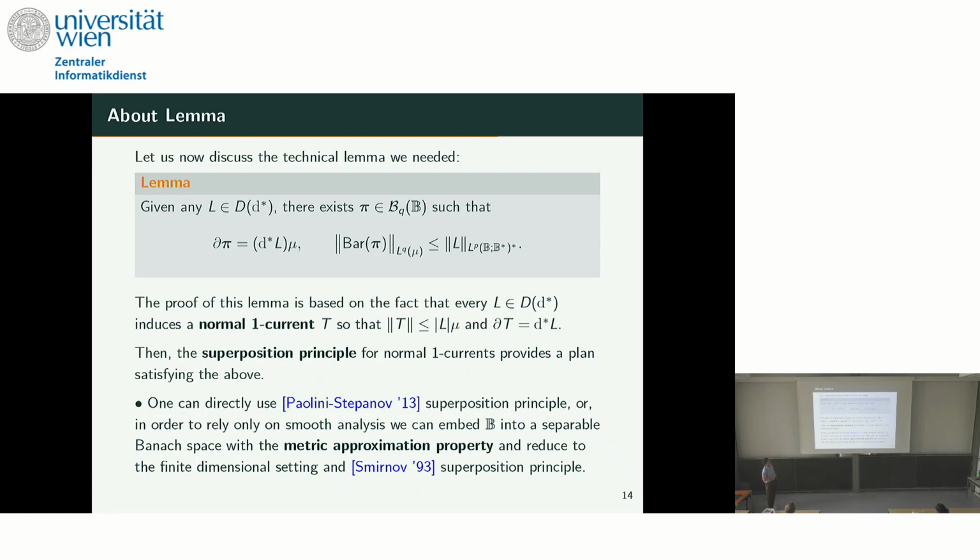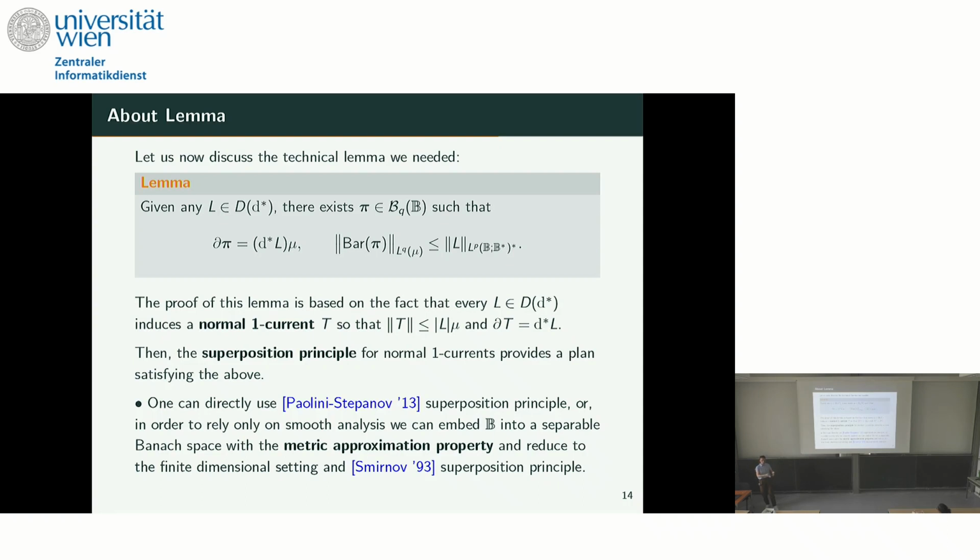Otherwise, apart from embedding our metric measure space into a separable Banach space, you can also choose this Banach space to have a metric approximation property. If you have a metric approximation property, then you have a sequence of bounded one-Lipschitz operators with finite rank from the Banach space into itself. Then you can look at the image of this finite rank operator, and this image is going to be a finite dimensional Banach space.